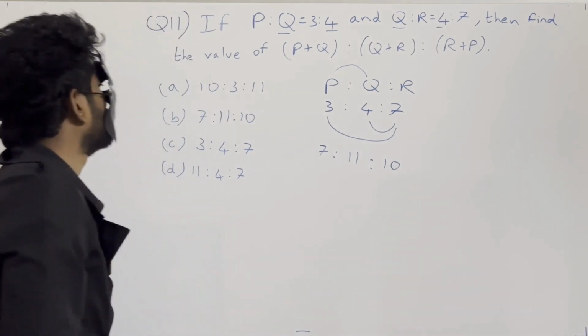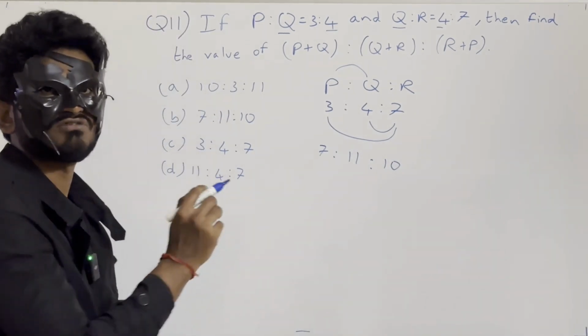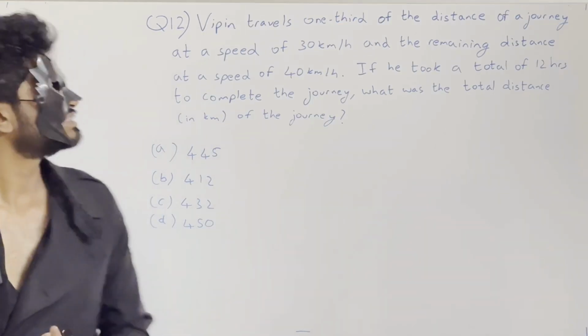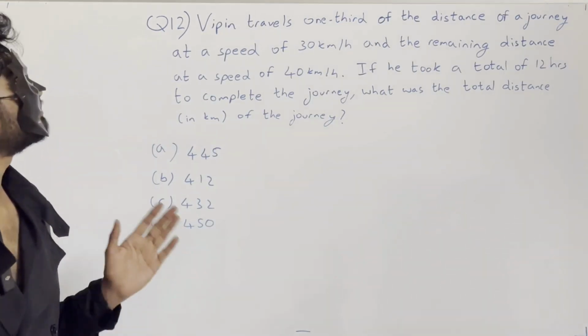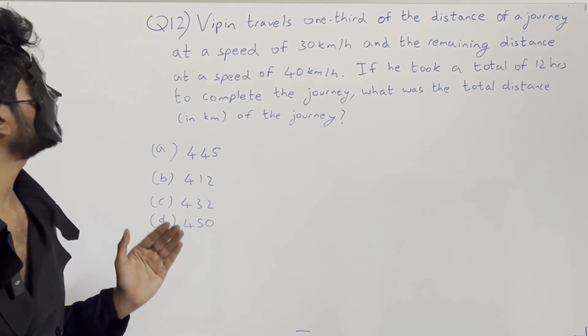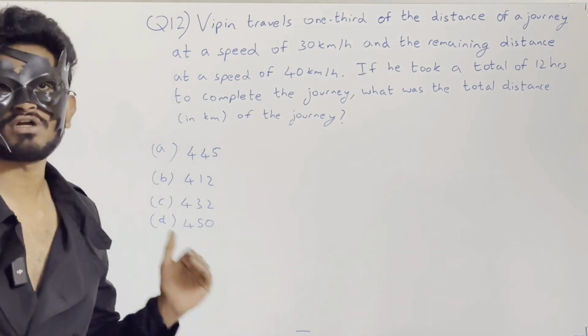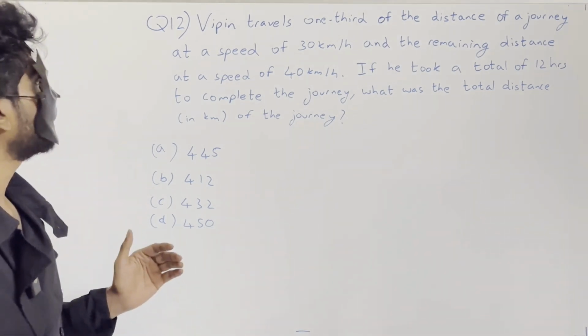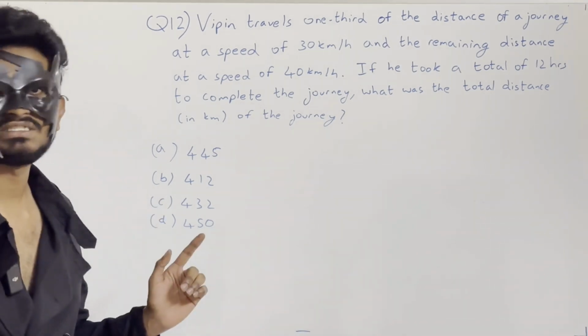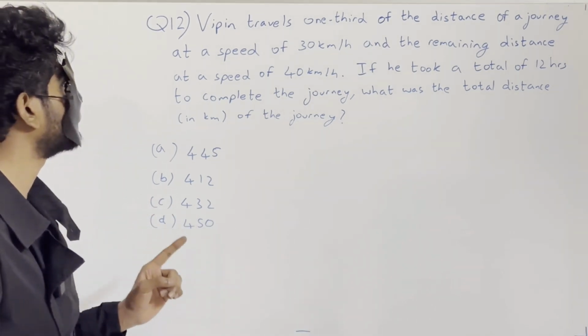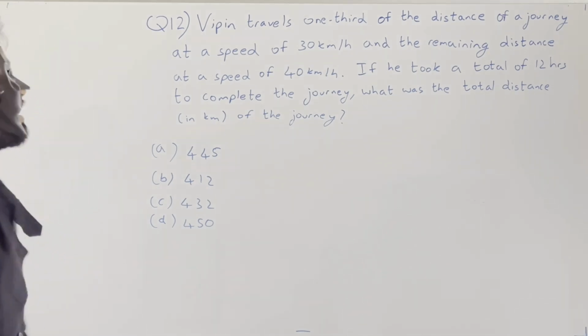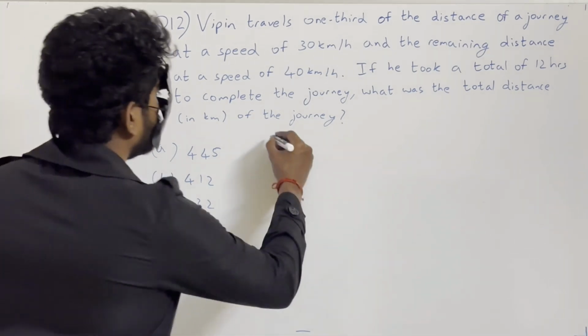So the answer to this question will be B, 7. So superhumans, next question is, Vipin travels 1/3 of a distance of a journey at a speed of 30 kilometers per hour and the remaining distance at a speed of 40 kilometers per hour. If he took a total of 12 hours to complete the journey, what was the total distance in kilometers of the journey? So here let's take total distance.